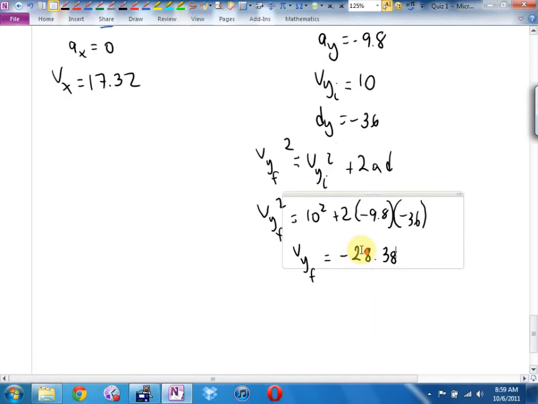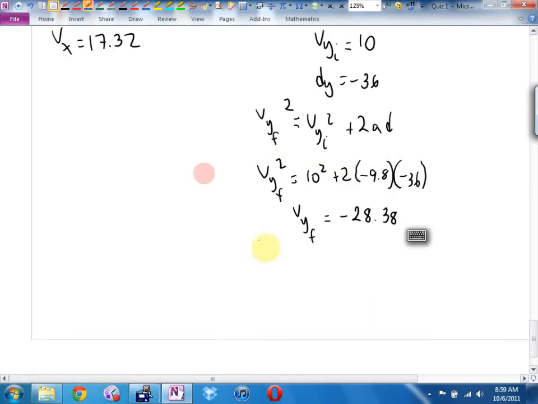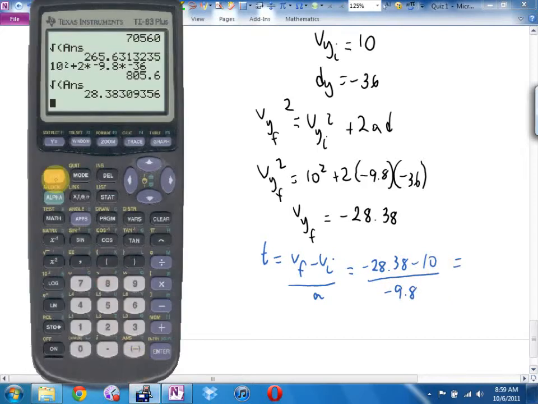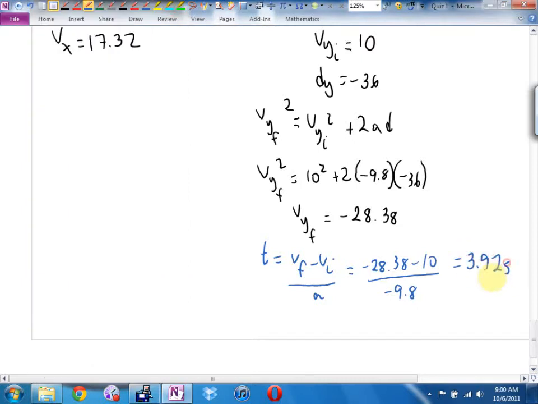T is going to be Vf minus Vi all over A. It's going to be negative 28.38 minus 10 all over negative 9.8. It's going to be bracket negative this number minus 10 all over negative 9.8. You get a time of 3.92 seconds, whether quadratic or this. 3.92 seconds. And now I take this and I walk over here. I say t is 3.92 seconds.